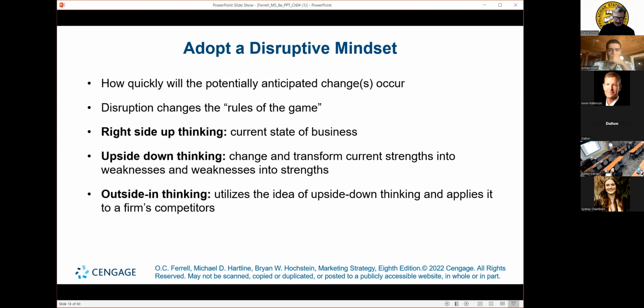The last is what's known as outside-in thinking. Outside-in thinking looks at the upside-down thinking, not in our organization, but in our competitors' organizations. And so one of the most valued things that we can know is the strengths and weaknesses of the people that we're trying to compete with. And if we know their strengths and weaknesses, and we approach the upside-down approach when we think of them, we might find chinks in their armor. We might find places that they're not satisfying the consumers that we have the resources to do.